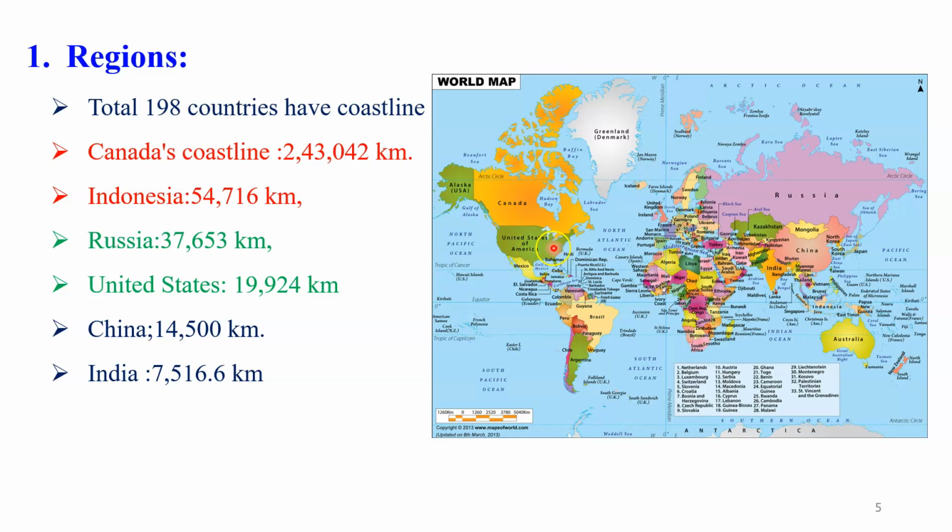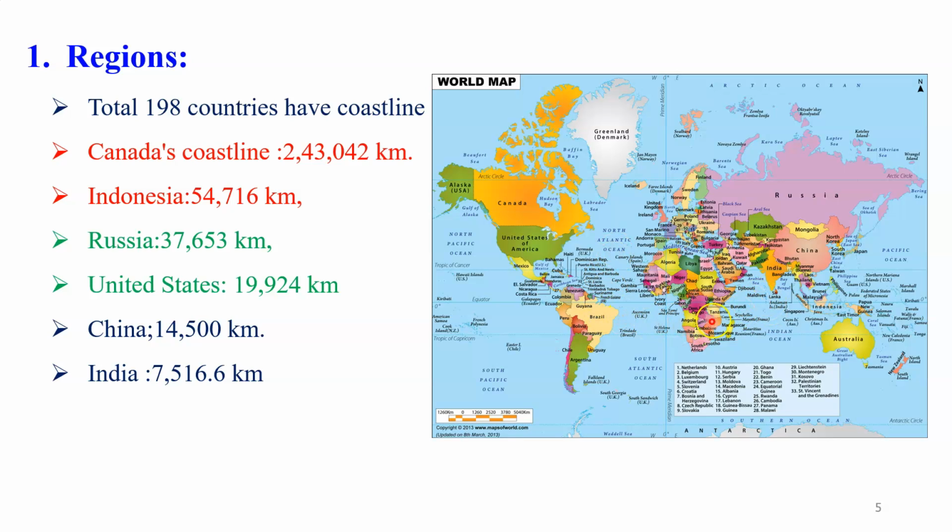America also has a coastline of near about 19,924 kilometers. If we talk about China, this is the location of China. China also has a coastline of 14,500 kilometers. And this is our India. India also has a coastline of 7,516.6 kilometers. Here you can see the coastline of India starts from West Bengal toward the east. This is the eastern part, and this is the western part of India. So this whole area is the coastline of India.